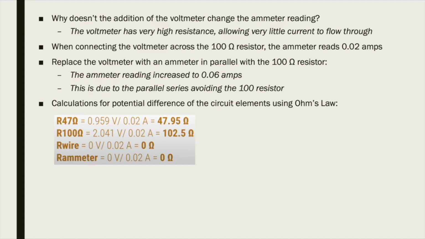Next, why doesn't the addition of the voltmeter change the ammeter reading? This is because it has a very high resistance, allowing very little current to flow through. When connecting the voltmeter across a 100 ohm resistor, the ammeter reads 0.02 amps. And then if we were to replace the voltmeter with an ammeter in parallel with the 100 ohm resistor, the ammeter reading increases to 0.06 amps, which is due to the parallel path bypassing the 100 ohm resistor. And then you see below the calculations for the potential difference of the circuit using Ohm's law for each element.